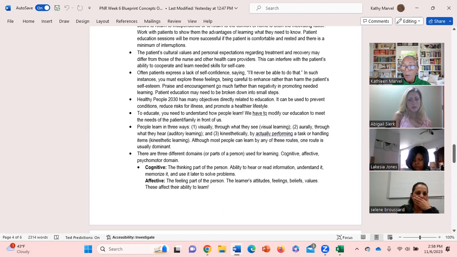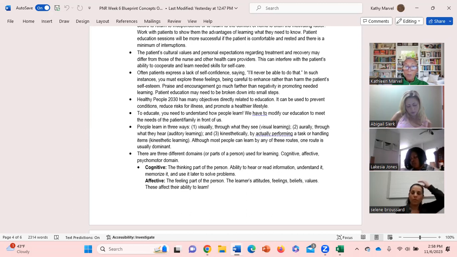Let's see, Healthy People 2030. You should take a look at Healthy People 2030 with regards to patient teaching, right? Most of their goals with regards to patient teaching are related to education. Their goals are to prevent certain conditions, reduce risk of illness, promote a healthier lifestyle. So please review the Healthy People 2030 objectives for patient teaching. It's right on their website, and you have the link to that website from week 1, I believe.